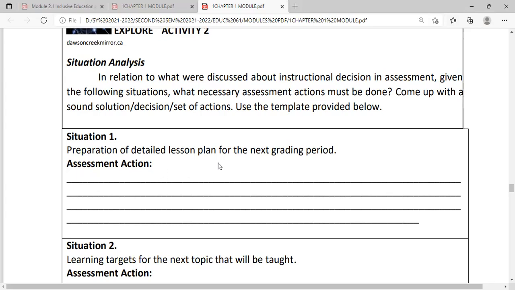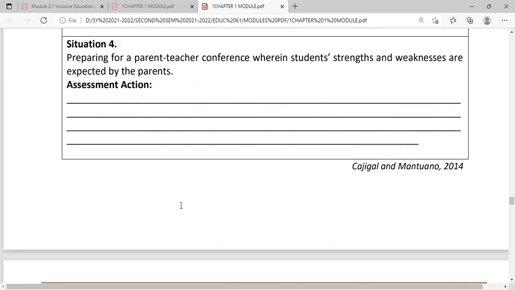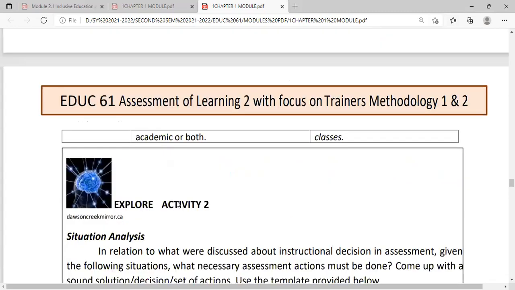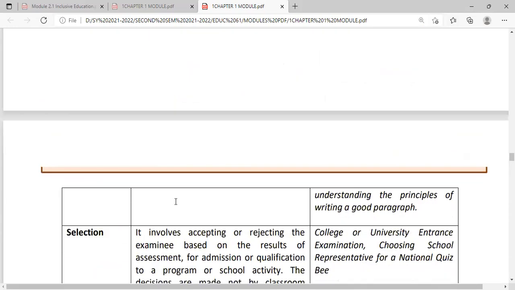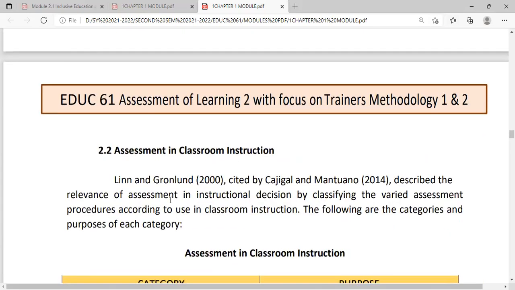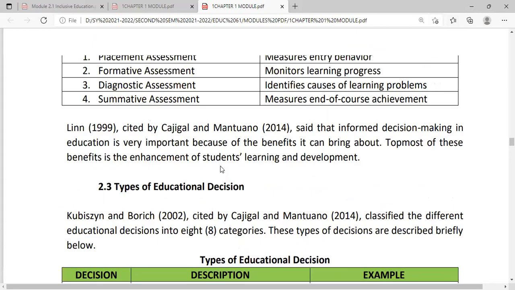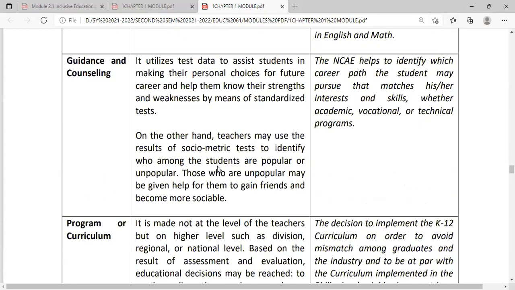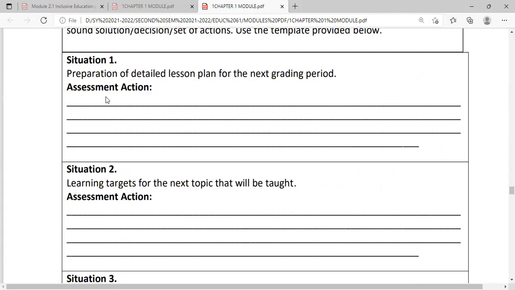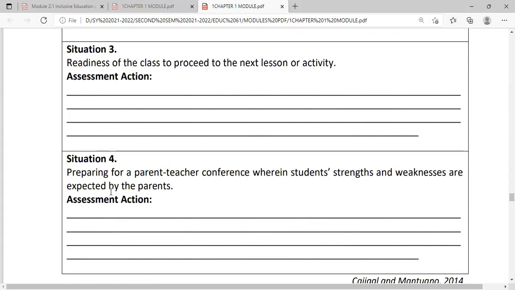So, situation 1, preparation of detailed lesson plan for the next grading period. What is the assessment action? Situation 2, learning targets for the next topic that will be taught. What is the assessment action? Situation 3, situation 4. So you will base this on our previous discussion, on the topics in our previous discussion. Okay? So you will base these on assessment inside the classroom. What is the category of assessment and the assessment action. And yes, that's it. Situation 4 only. That is the only activity I am giving.